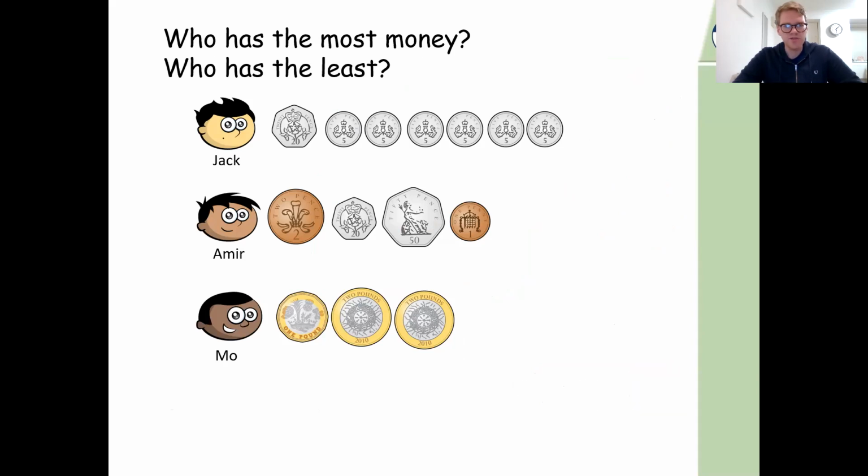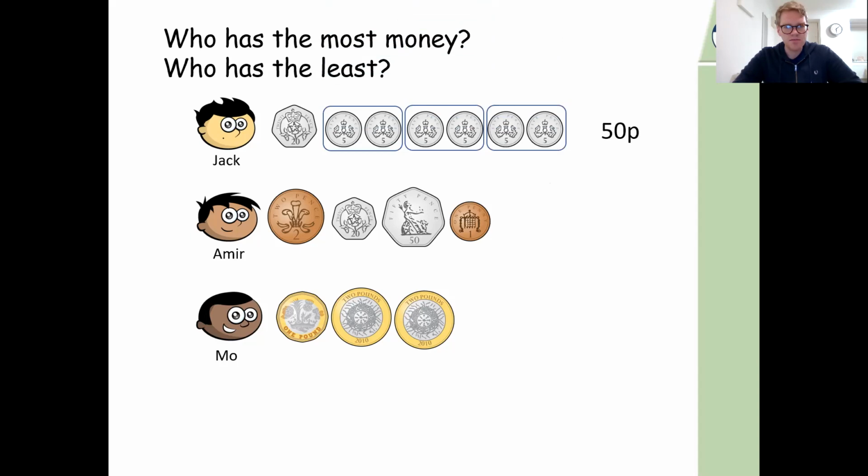So Jack, first of all, then he's got his 20p, and then 1, 2, 3, 4, 5, 6 lots of 5. So again, we could think about our times tables here. I could do 6 times 5, which I know is 30. And then I've got 20 and 30. So Jack's got 50p in total.